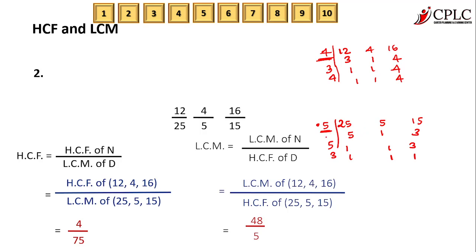So here we are. The answer for HCF is 4 by 75, and for LCM it is 48 by 5, which gives us option 1 as the answer for this particular question. This is the way to calculate that basically. I hope you are understanding what we are doing here. That was question number 2. Let's move on to the third one.